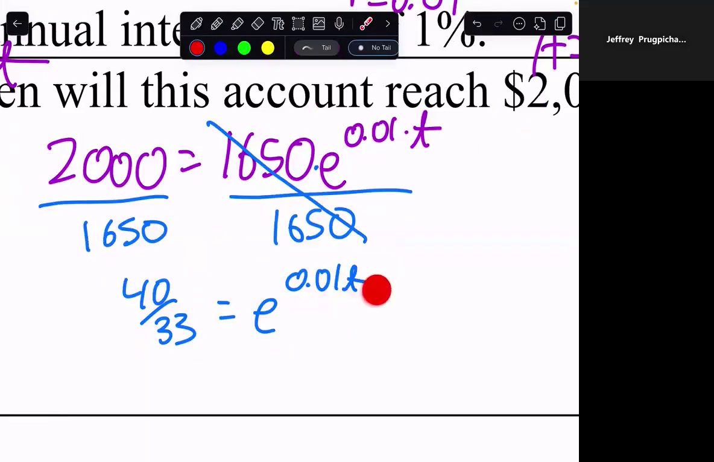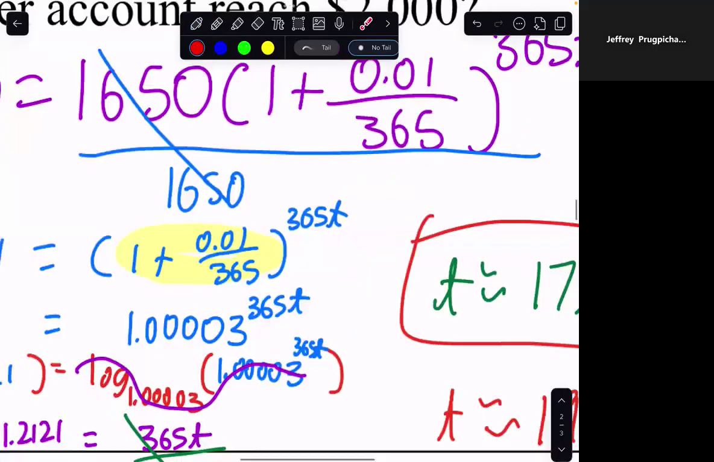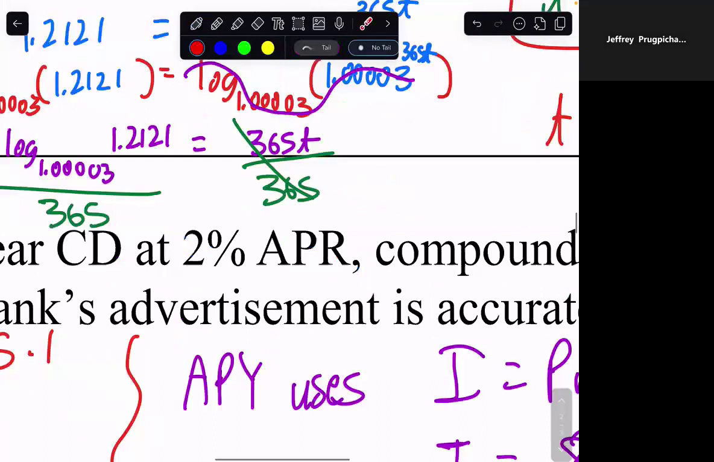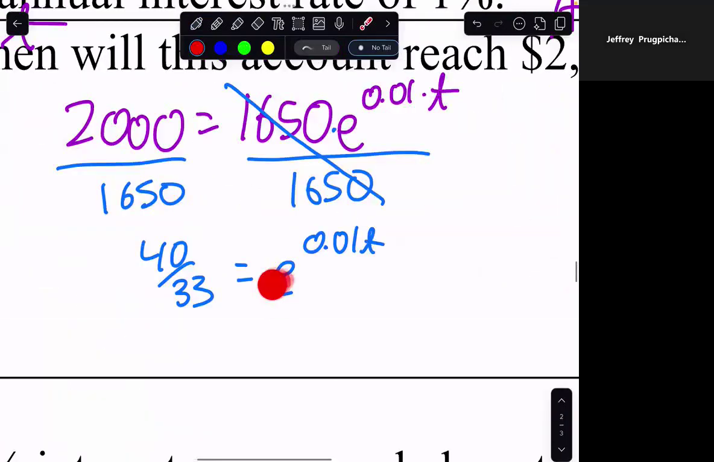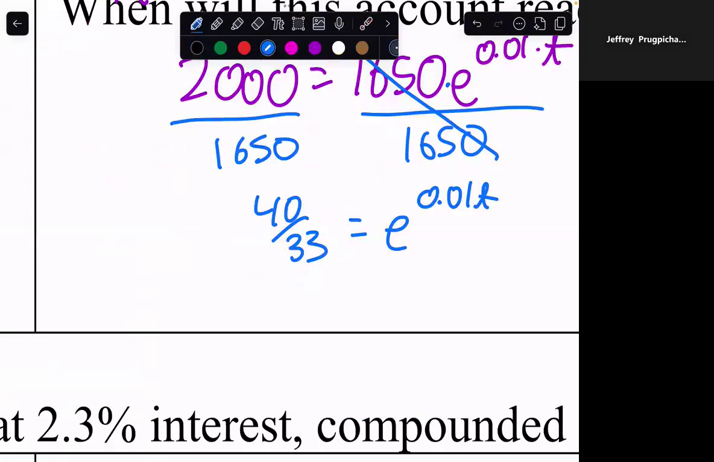Okay, my goal is to get the t by itself, so I need to cancel out the e that it's currently a part of. Up above, to cancel out the 1.00003, I did log of 1.00003. Here, to cancel out the e, I would do log base e, but remember that log base e is called natural log, ln. Okay, so we do the natural log of both sides.